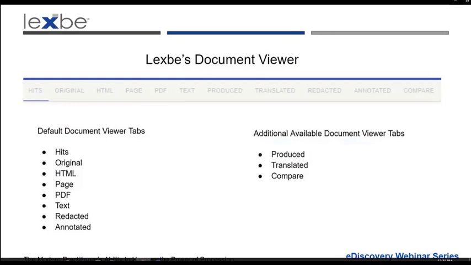So the default document viewer tabs are going to include Original, HTML, Page, PDF, Redacted, and Annotated. Additionally, Hits is available from Search so that when files are opened from the search screen, users are defaulted to see those search hits. Additionally, once documents are produced, translated, or compared, those respective tabs will pop up so that users can review those different versions.